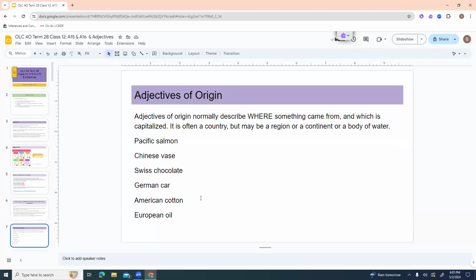Adjectives of origin, those are normally describing where something came from, and it's usually capitalized. It's often a country, but it could be describing a region or a specific continent or even a body of water. So I could say Pacific salmon, which would be different than Atlantic salmon. A Chinese vase, Swiss chocolate, a German car, American cotton, European oil. Now, if we were talking about a body of water, it would be Pacific, right? Yeah, that works.